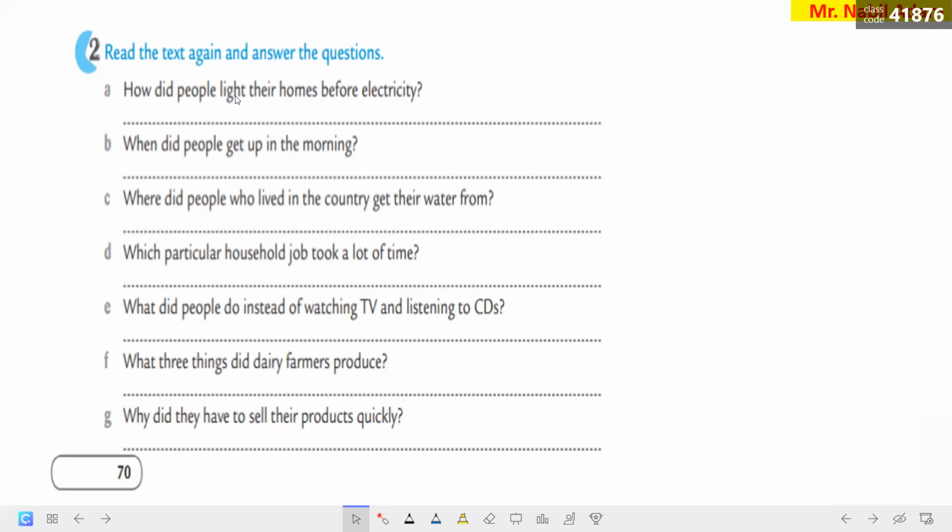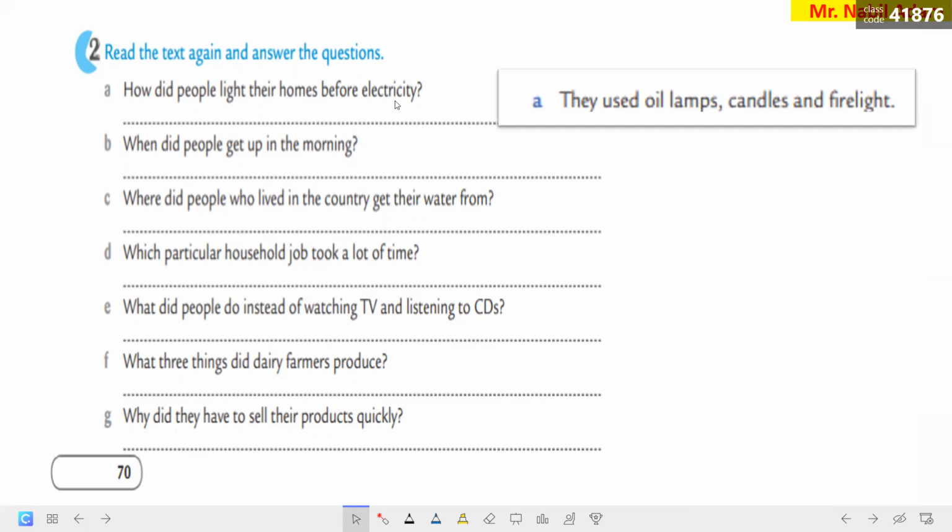How did people light their homes before electricity? Here we are talking about the way. How did people light their homes before electricity? People lit their homes before electricity. They used what? Oil lamps. They used oil. They used oil lamps.